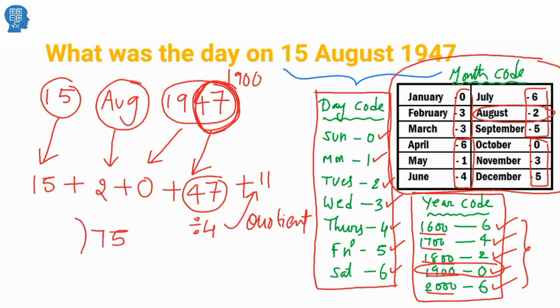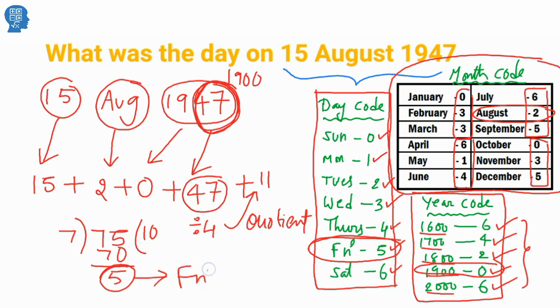Immediately we divide by 7. 7 tens are 70, so we are left with 5. 5 is the day code, and 5 represents Friday. So the answer for this problem is Friday. The day on 15th August 1947 is Friday, which means we got freedom on Friday.